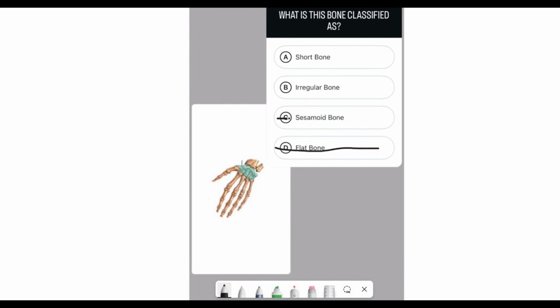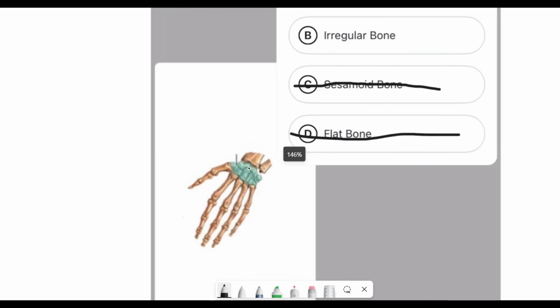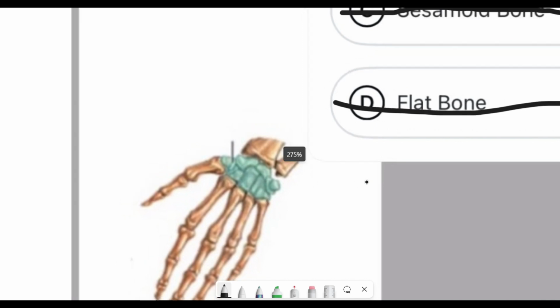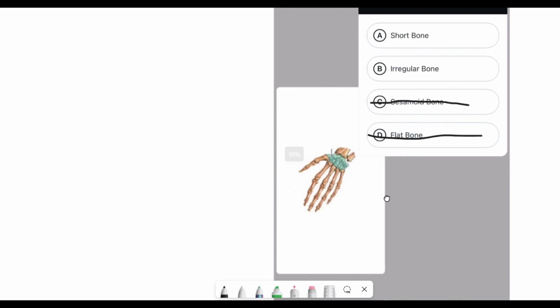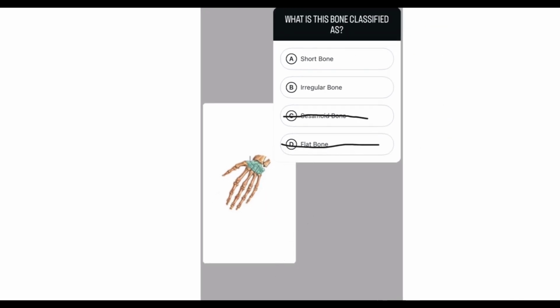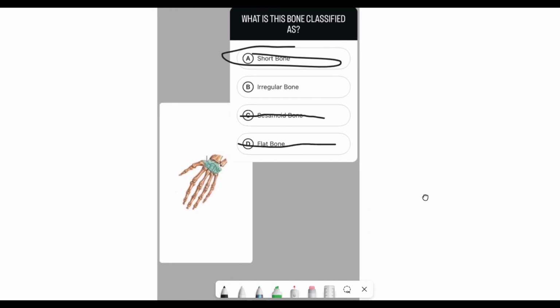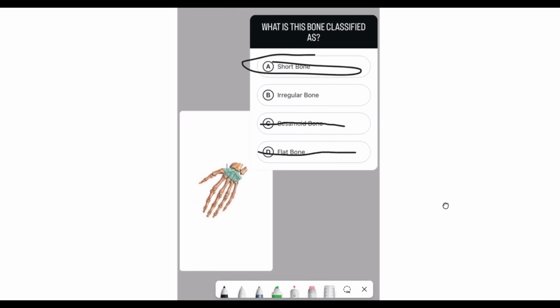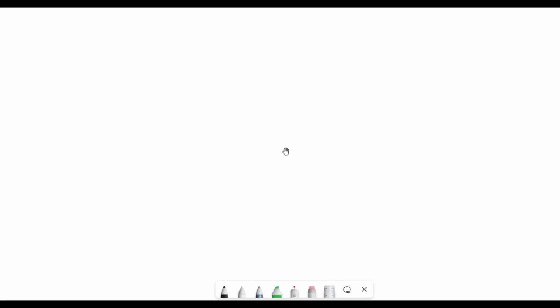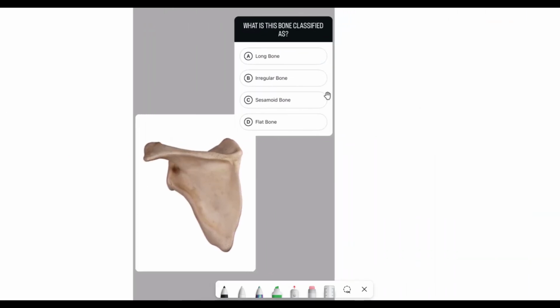So it's not going to be flat bone. Sesamoid bone, it's not protecting a tendon, and it's not round, circular. Irregular bone, I could see why you might think that it's an irregular shape, based off the way some of these look, but short bone is a better answer. And remember, short bones, your most common examples are going to be those carpal bones and those tarsal bones. So yeah, keep that in mind. Those are pretty staples for your short bones. So should be a relatively easier answer there.